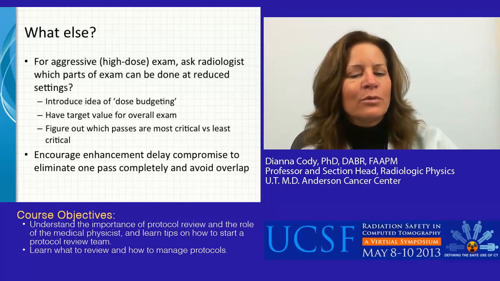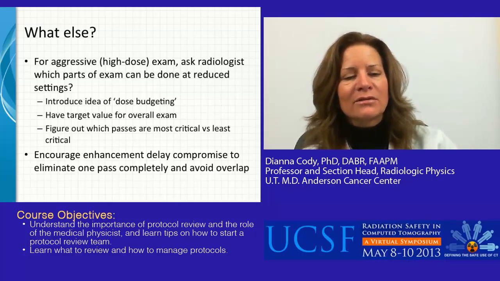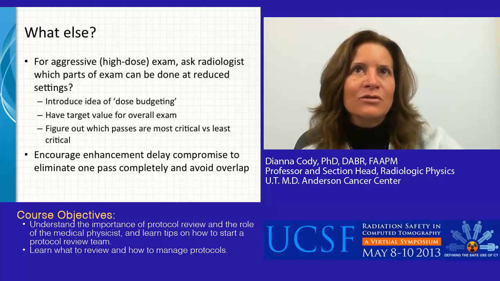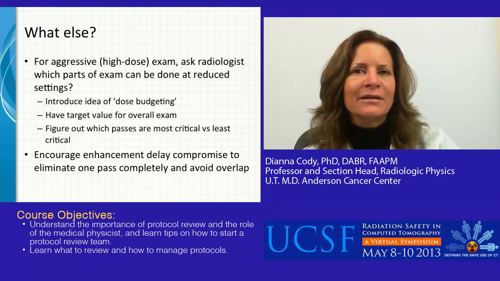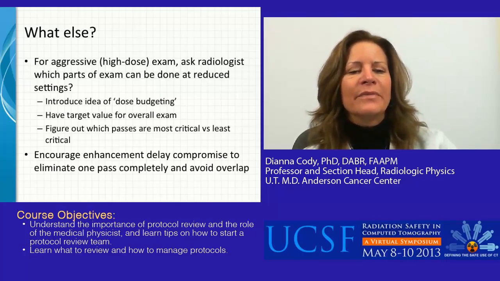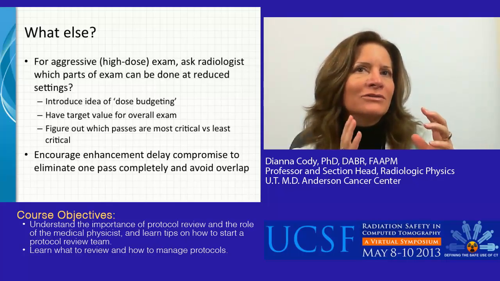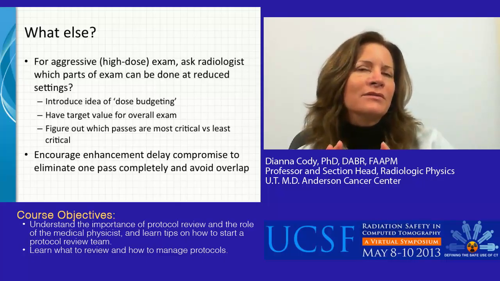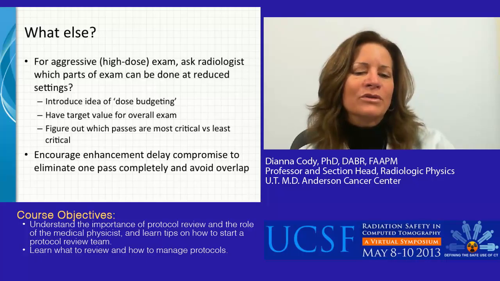For aggressive or higher dose exams, we can ask the radiologist which parts of the exams can be done at reduced settings. Very often, the entire exam doesn't need to be super aggressive, but maybe one or two passes can be identified as the more critical ones. We can introduce the idea of dose budgeting, having an overall target for the entire exam and deciding which passes deserve a bigger part of that pie and which ones can be done with much, much less dose.